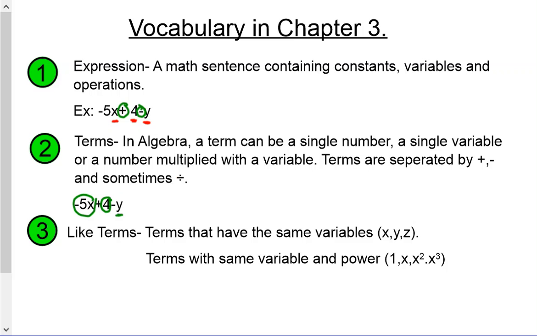And number 3, like terms. Like terms are terms that have the same variables. So the same variable could be x, y, z, or sometimes even a different variable. Like terms are also terms with the same variable and power. Sometimes, like you can see here with the 1, it's just a number, which is considered a constant, and there is no variable. Otherwise, you can also see we have x to the second power, and x to the third power. Like terms are terms that have the same variable raised to the same power.